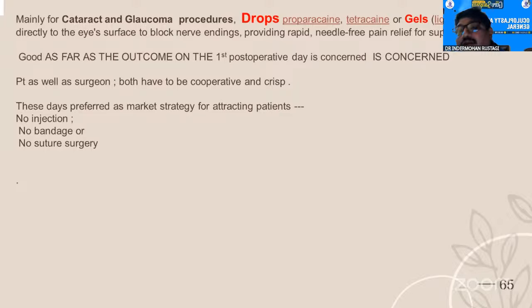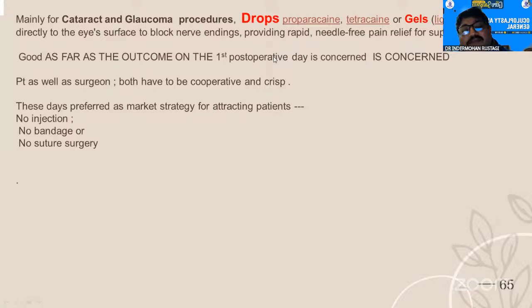Proparacaine is mainly used. Another option is lidocaine gel. Here we wet the wick with lidocaine gel and put it into the cul-de-sac for 5 minutes before the surgery, and the effect is good. The outcome on the first postoperative day is good as well. The eye is quiet, and there is no sign of battling in the surgery room, for patient as well as surgeon.